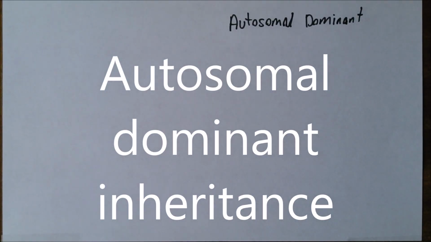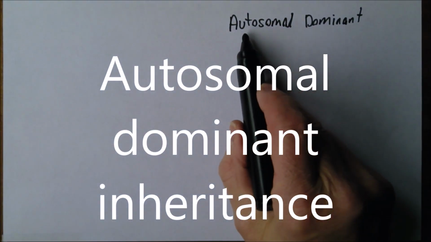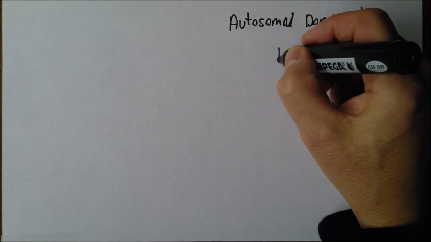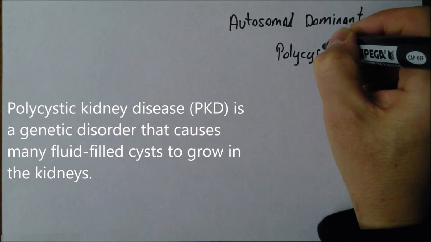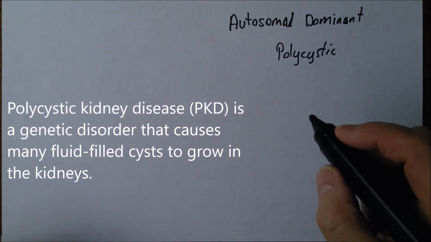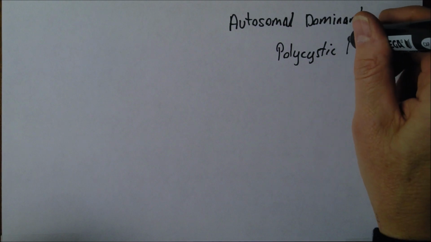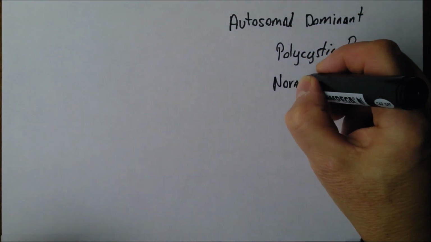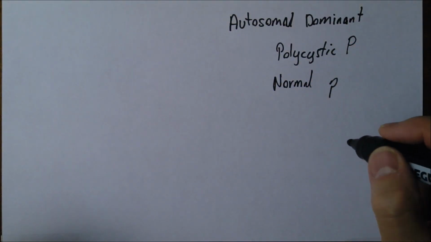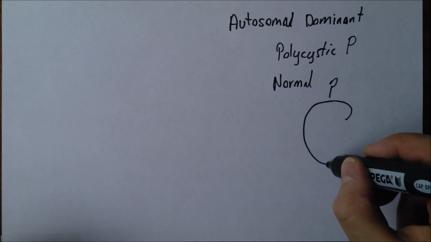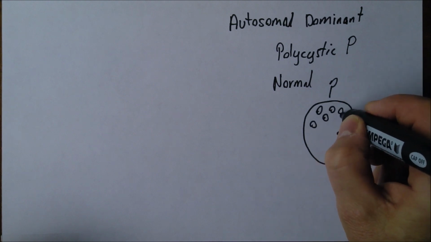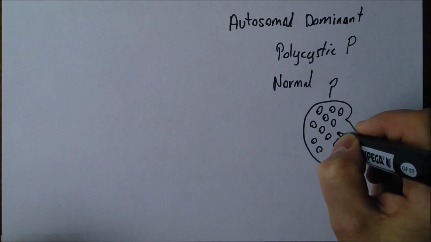Now, if we're thinking about autosomal dominant inheritance, we could think about a dominant gene that carries a disease state, such as polycystic kidney disease. Polycystic, where the kidney grows many pathological cysts. Now, the polycystic kidney disease gene is dominant, and the normal gene for normal kidneys is recessive. So the polycystic kidney disease gene over time gives us a kidney with many pathological cysts in it, leading to hypertension and eventually renal failure.